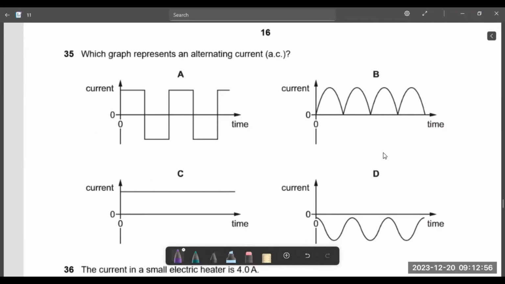Which graph represents an AC or alternating current? AC must have both positive and negative half cycles. It will be flowing in both directions, positive and negative. If you are analyzing these waves, this one is actually DC. This is having only the positive half. This is having only the negative half. So the right answer here is A. It is having both positive and negative half cycles.